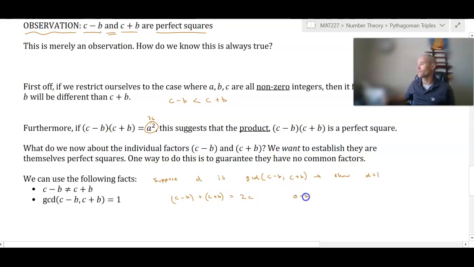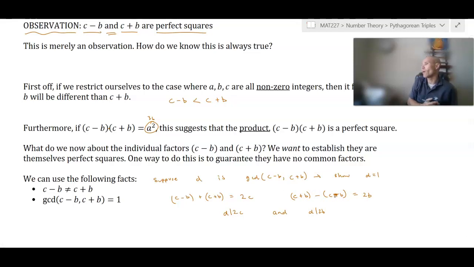Also, if we take the difference between C minus B and C plus B, that is also divisible by D, because we can factor out a D from both of those. And in this case, we would get negative 2B. Well, let's subtract them in the opposite order. So in this case, C minus C is 0, B minus negative B will give us 2B. Okay, so this means that D divides 2C and D divides 2B, right? Because the two sides are equal. We know that D divides the left side, so it's got to divide the right side if they're equal.